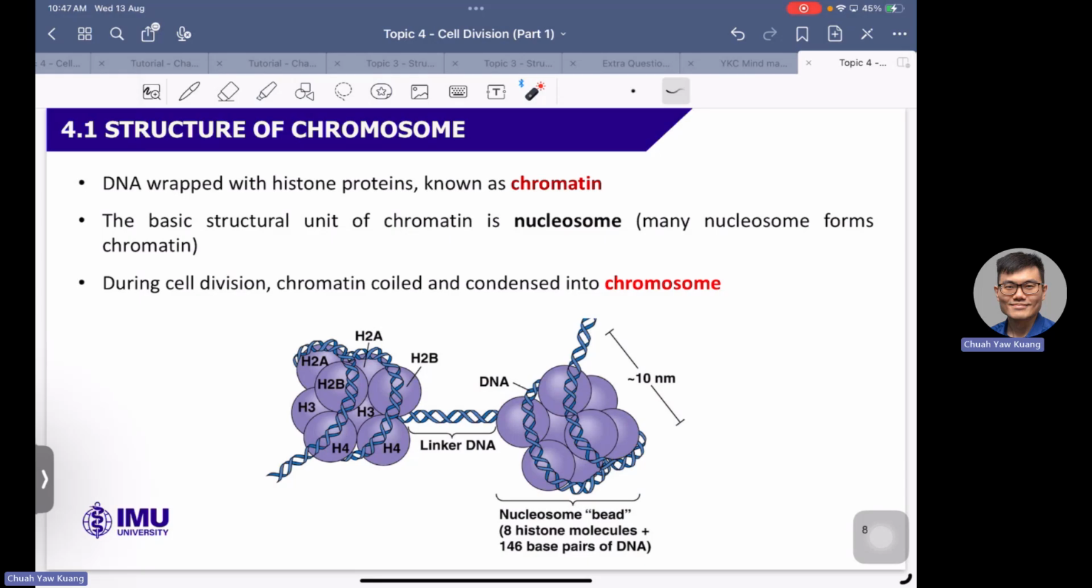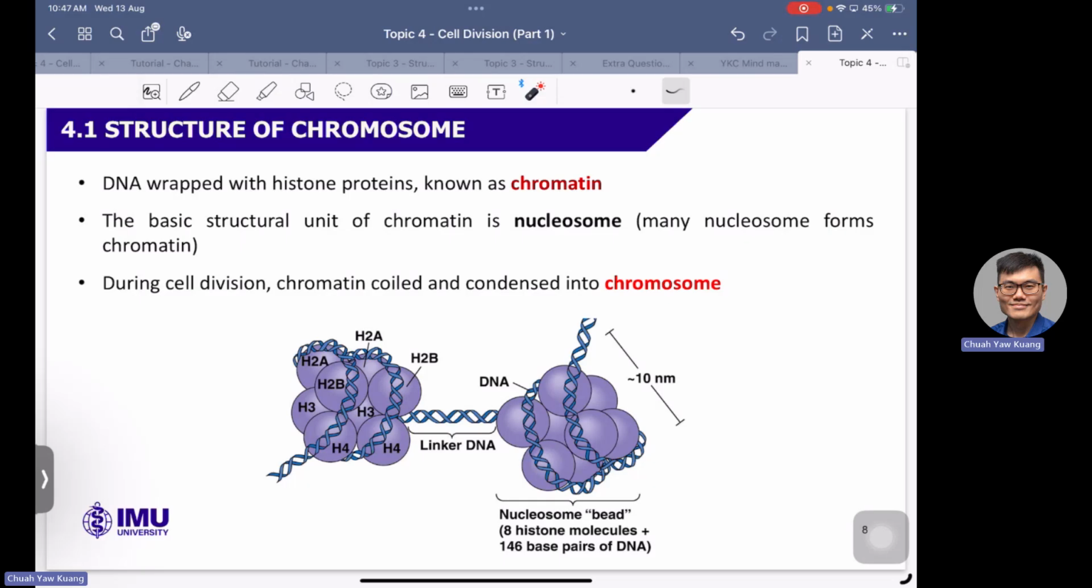They will be putting 8 histone proteins together. So the 8 histone proteins will form a cylinder. Then the DNA will wrap around the cylinder. So basically, 8 of these histone proteins wrapped around by the DNA is considered as one basic unit of the chromatin. So what is this one basic unit called? It's called a nucleosome. This one basic unit is called a nucleosome.